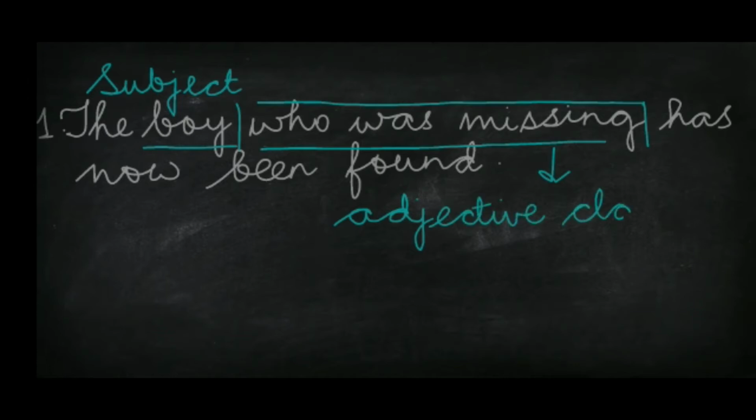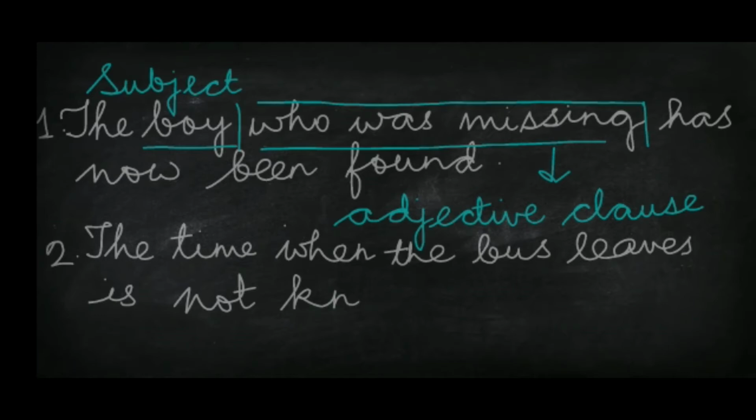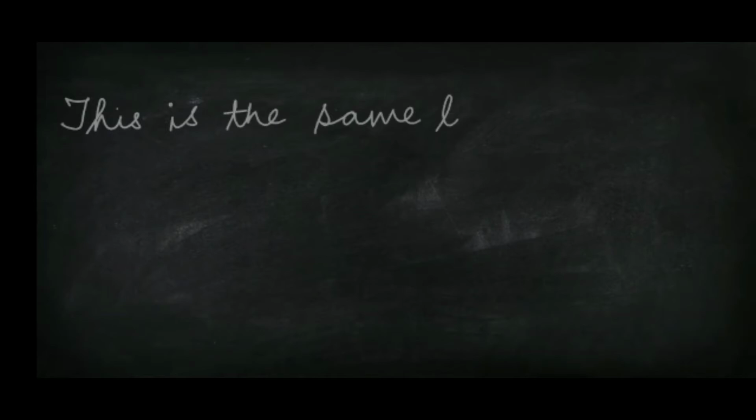Clear? Now, sentence number 2. The time when the bus leaves is not known. In this sentence also, we will break the main clause in two parts to bring the adjective clause just after the subject of the main clause. Here, the subject of the main clause is the time and the adjective clause is when the bus leaves. Another rule. An adjective clause may also be introduced by as and but when they are relative pronouns.